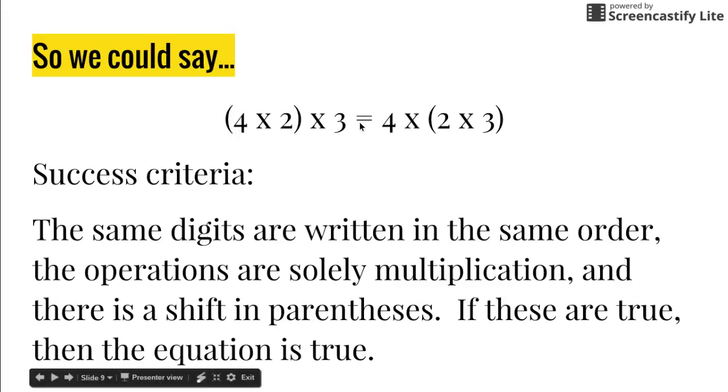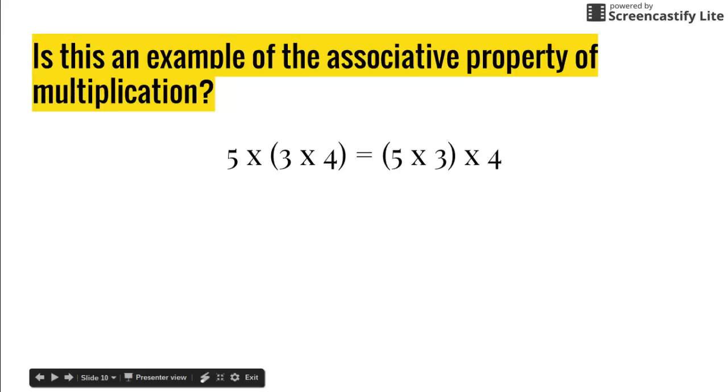Now, in our last video, we learned about equality in an equation, okay? This does show equality. This is a true statement. But not all true statements that have the same value over here that they have over here are examples of the associative property. You have to remember that these things have to be true for them to be examples of the associative property. So is this an example of the associative property?